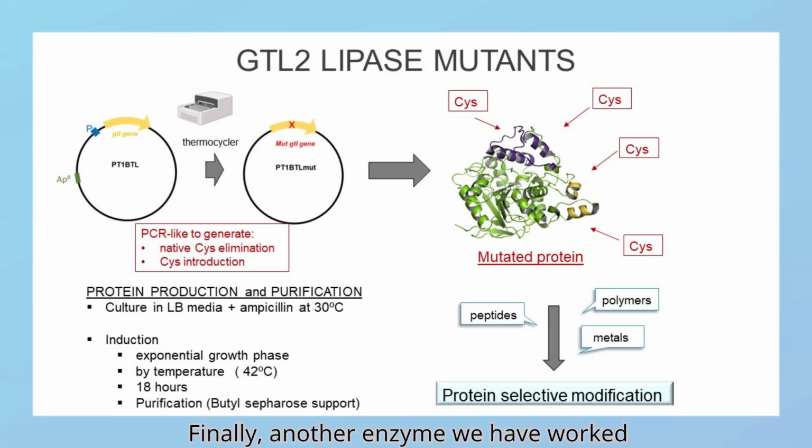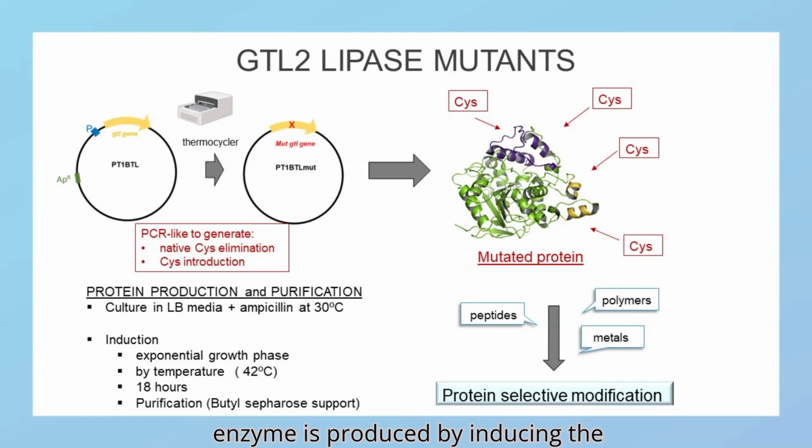Finally, another enzyme we have worked with is the lipase from Geobacillus thermocatenulatus. We used a mutant of this enzyme in which the native cysteines have been removed. From this mutant, we created several variants by introducing cysteine residues in different regions of the enzyme. These variants will be used as starting points for various chemical modifications.